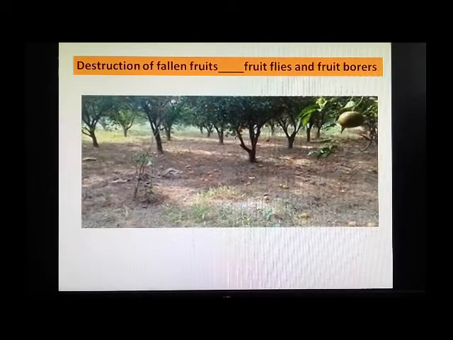Now, destruction of fallen fruits also can help in reducing the pest load. For example, the picture which you are seeing here is the mango orchard, and there are several fallen fruits here, and those are infested by fruit flies. So if we pick those infested fruits, and if we destroy them completely, then definitely we can suppress the population of the fruit flies in the orchard.